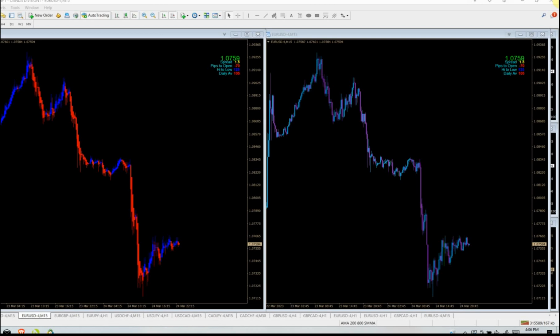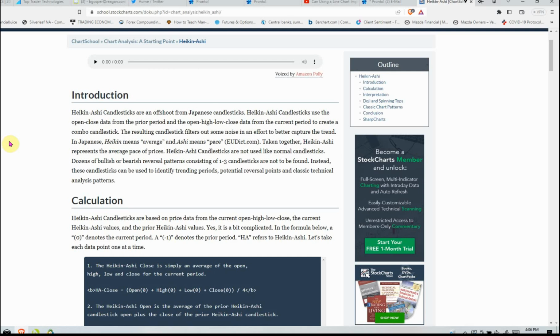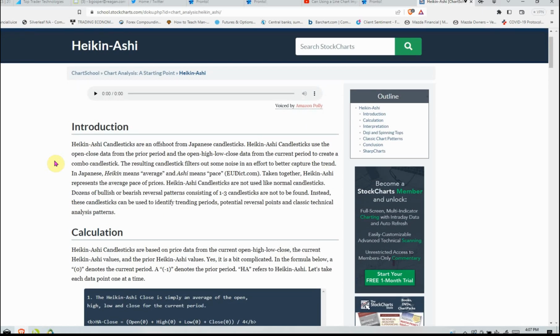So when talking about Heiken Ashi candles, on the left is a Heiken Ashi chart, and on the right is a regular candlestick chart. For those of you that don't know, you can just Google Heiken Ashi and find all kinds of stuff. But basically, Heiken Ashi means average pace. It's an offshoot of Japanese candlesticks that just uses a slightly different formula. It takes price based on the open and close data from the last period and combines it with the open, high, low, close from the current period to create a combination candlestick.